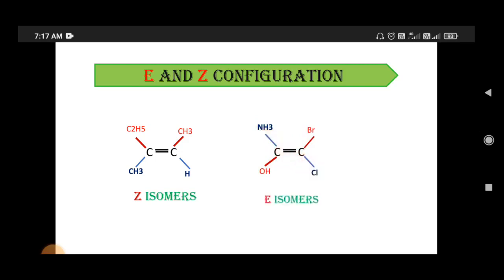Like that, we can assign the E and Z configuration for the isomers. In the next video, we will see how to assign R and S configuration.